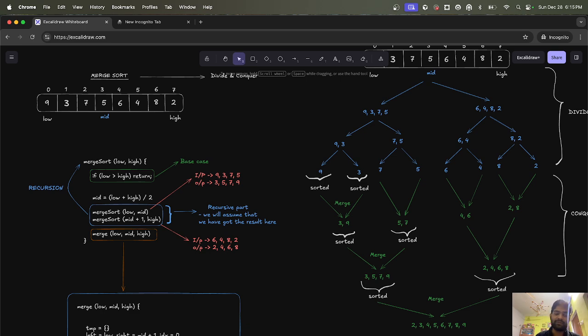Now, there are multiple algorithms which use a brute force approach or some kind of n squared approach to solve this sorting problem. But the thing is, merge sort does it in a much lower time complexity as compared to the other sorting algorithms. Now, let me start with a merge sort function.